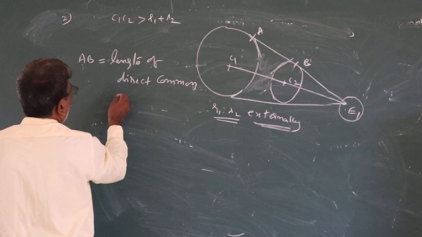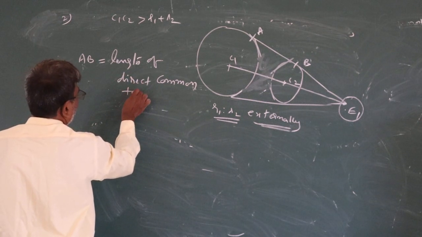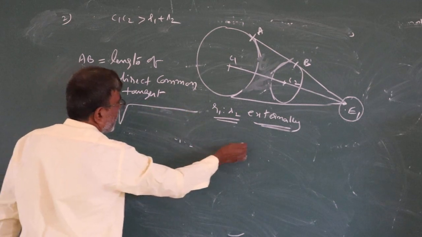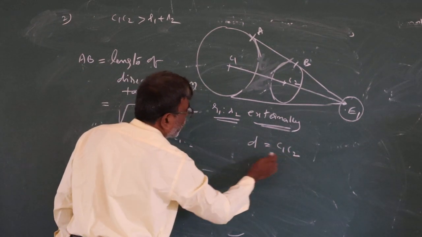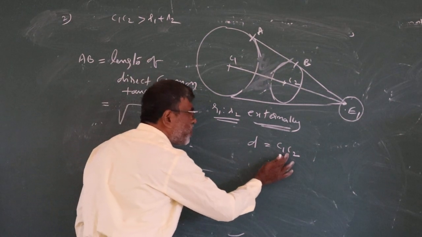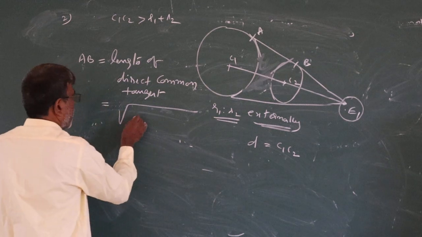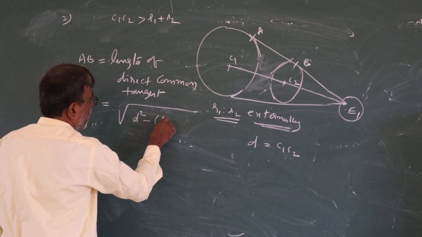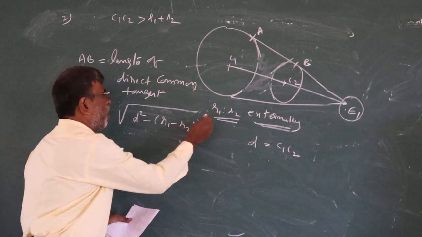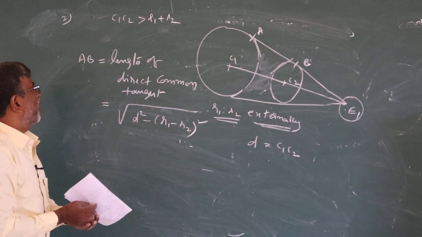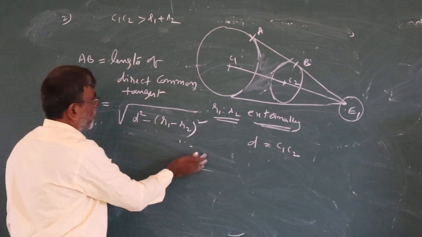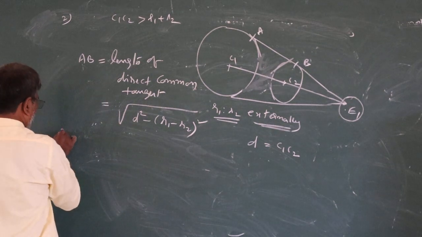Its length is the length of the direct common tangent. D is the distance between the centers C1, C2. The length is root of d square minus (R1 minus R2) whole square. This is the formula for the length of direct common tangents: AB equals the length of the direct common tangent, root of d square minus (R1 minus R2) whole square.